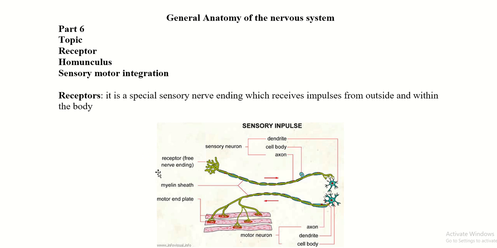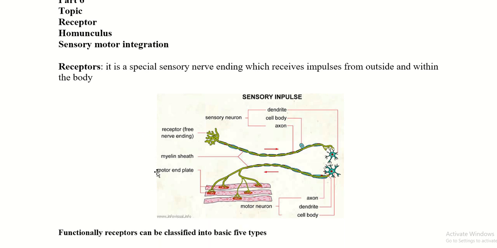What is a receptor? A receptor is a special sensory nerve ending which receives impulses from outside and within the body. So, through the receptor, we can communicate with our external world and also get information about the internal part of the body. So, this is a sensory neuron.